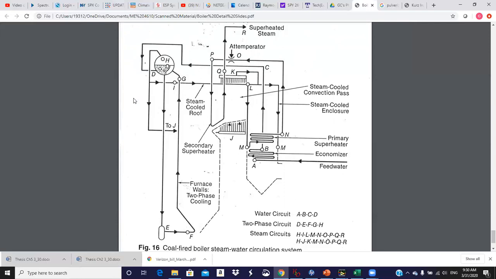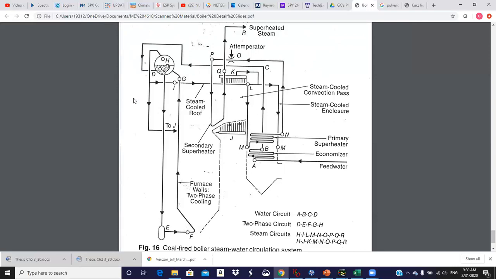Okay, then we've got the two-phase circuit, D, E, F, G, and H. So D, you're up at the steam drum, and you're going to fall down the downcomer to E, which is a header that then is going to feed the water wall tubes. So from F to G, that's the water wall tubes.